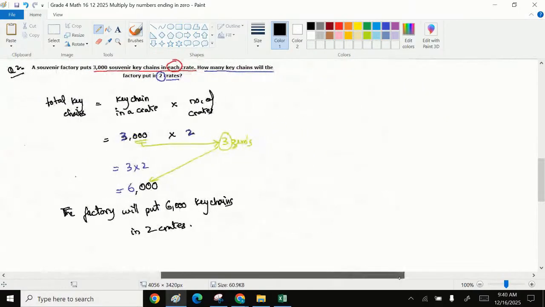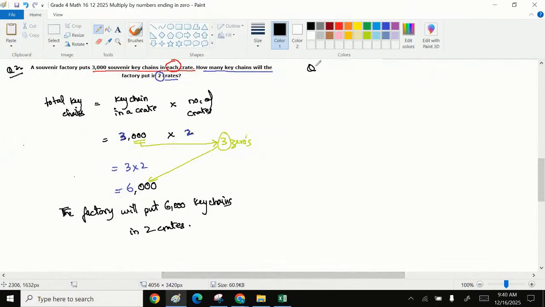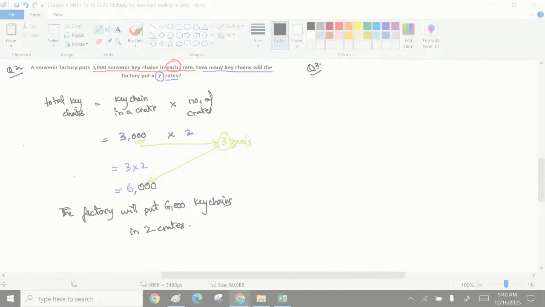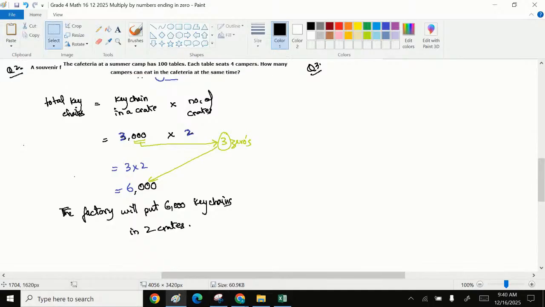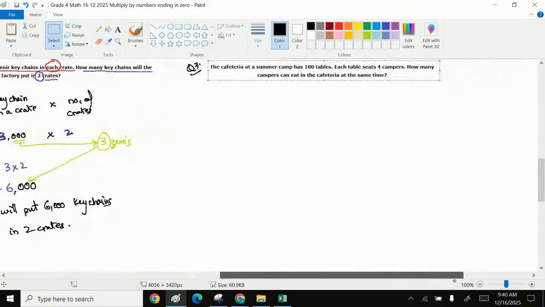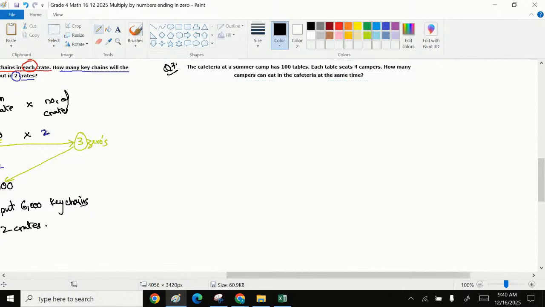Moving on to the next question. Question number 3. Let's look at what they're asking us. When you click onto the next, you can see the same question on the screen, on your own screen. Let's copy the next question so that we know exactly what we are doing. The question says the cafeteria at a summer camp has 100 tables. Each table seats 4 campers. How many campers can eat in the cafeteria at the same time?